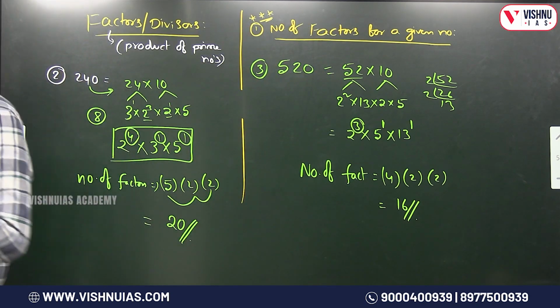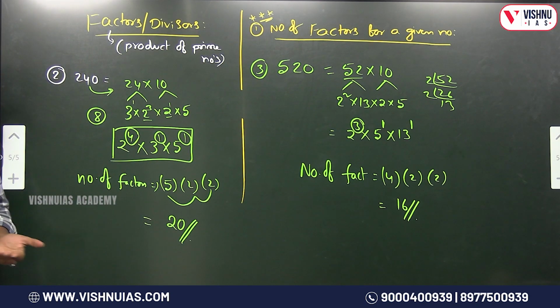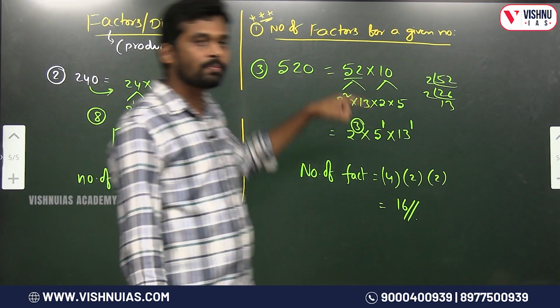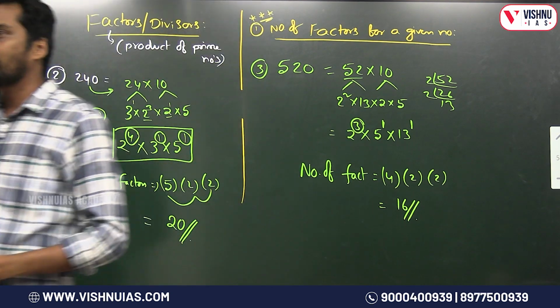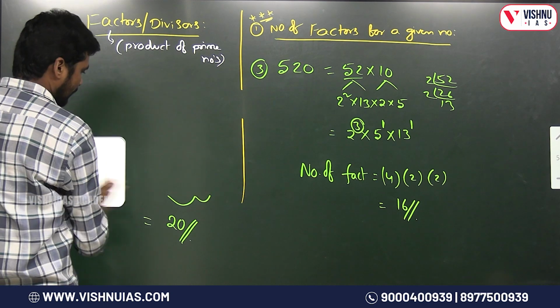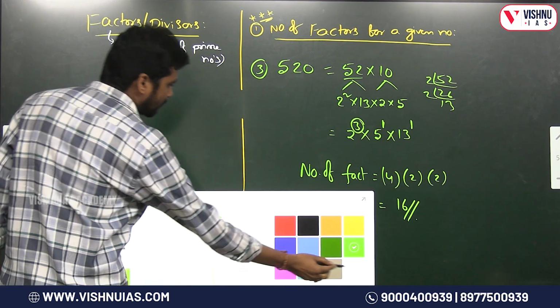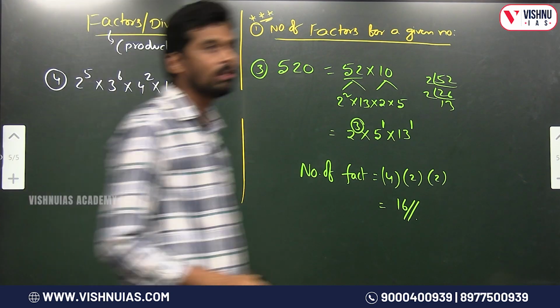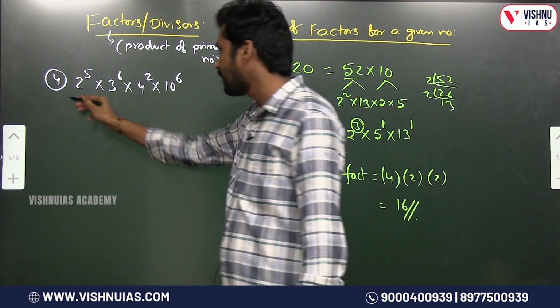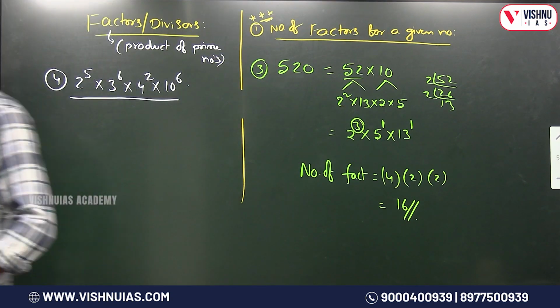For any problem, first you need to write it this way: as a product of prime numbers. The number must be a product of prime numbers only. And then we take each power plus 1. Let's take another example. Find the total number of factors of the number. The number is given in this way. Find the total number of factors of this number.